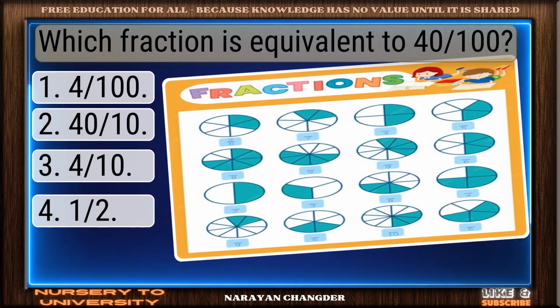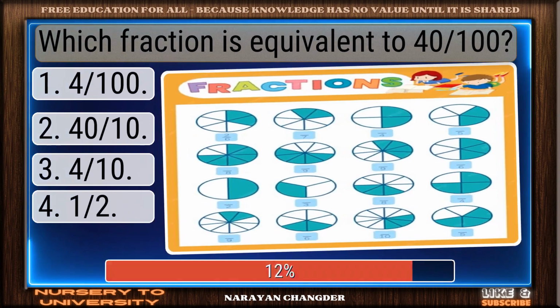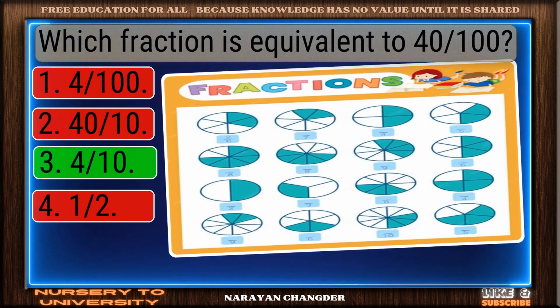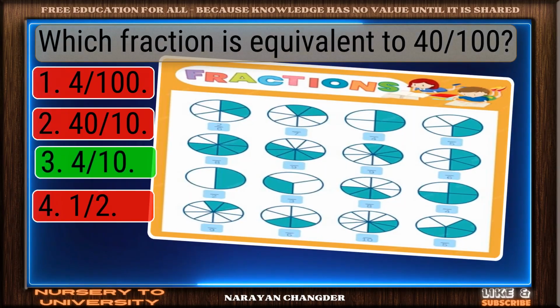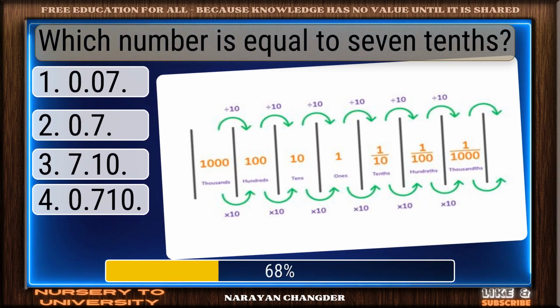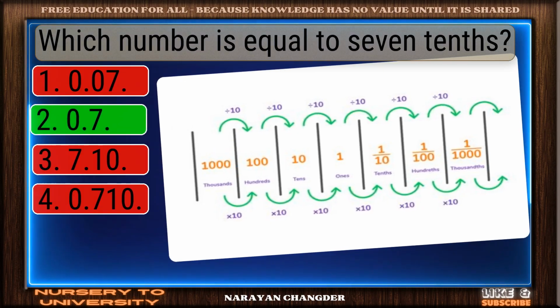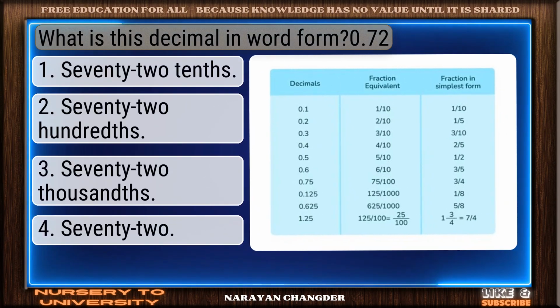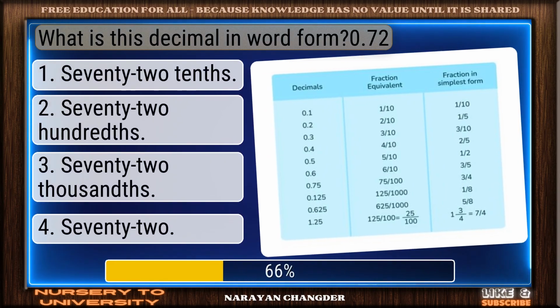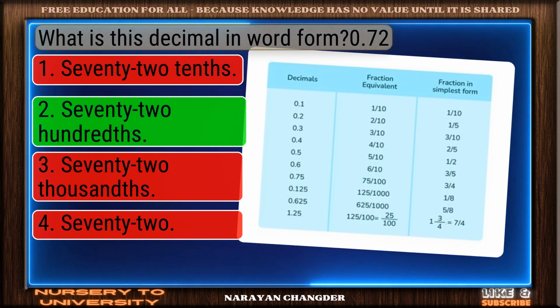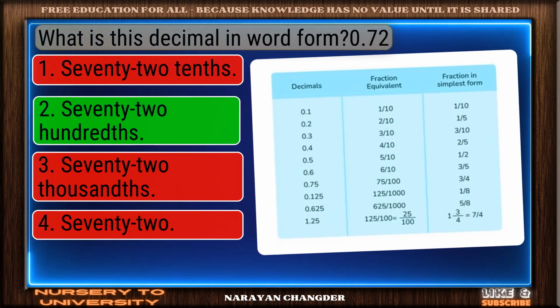Which fraction is equivalent to 40 dodecahundreds? Sharp thinking. 410 is the right choice. Which number is equal to 7/10? On track, 0.7 is the correct answer. What is this decimal in word form? 0.72. You're right. 72 hundredths is the correct answer.